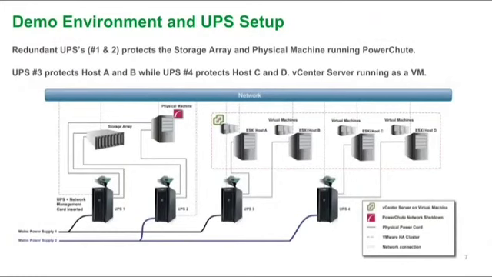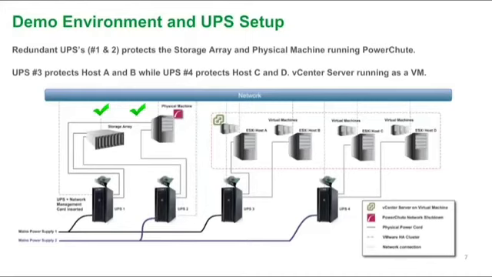UPSs number 1 and number 2 are configured in a redundant UPS configuration protecting the storage array and physical machine running PowerChute. The UPSs are connected to 2 separate power supplies. Your HA cluster contains 4 VMware hosts running virtual machines.